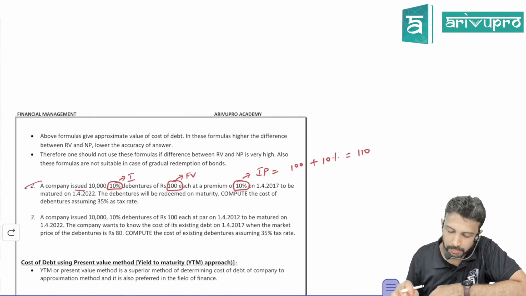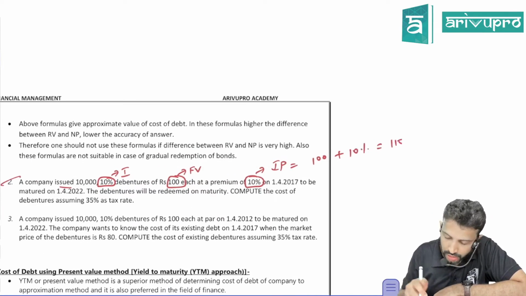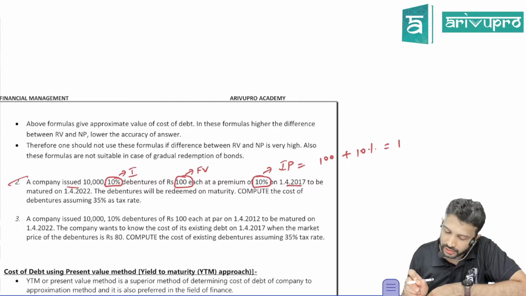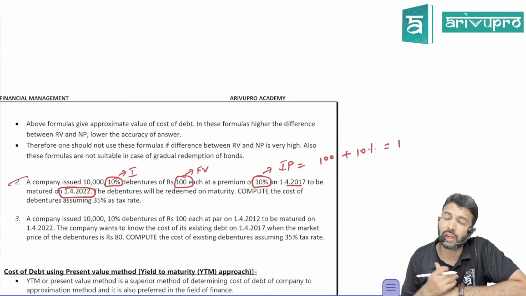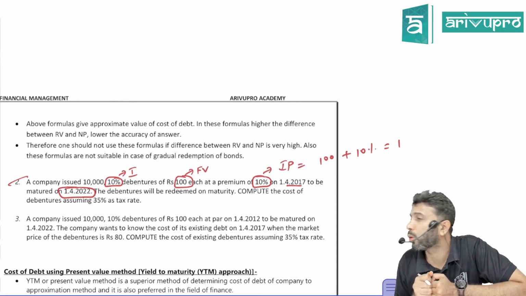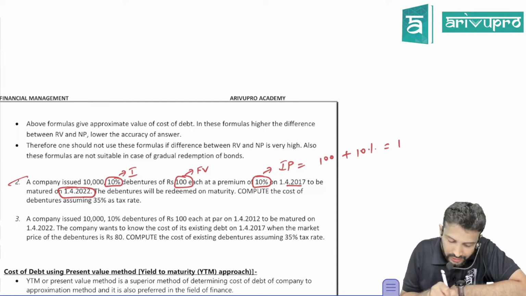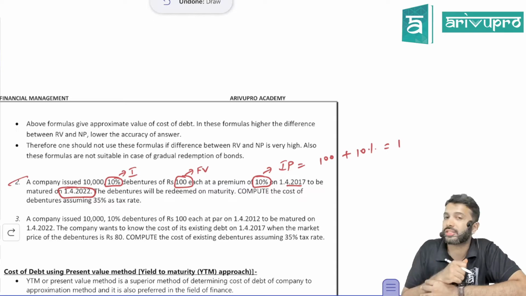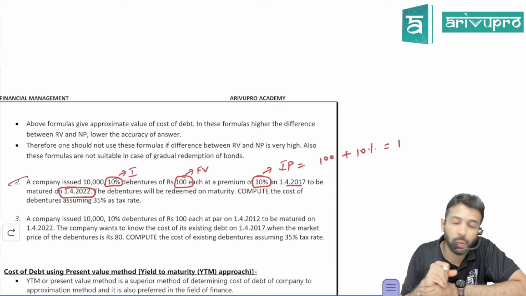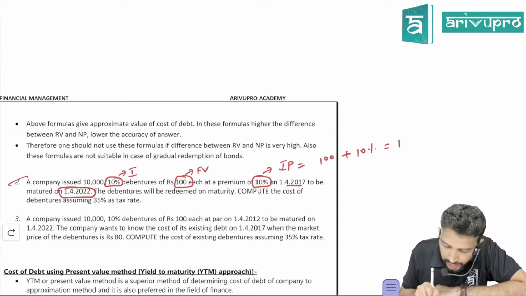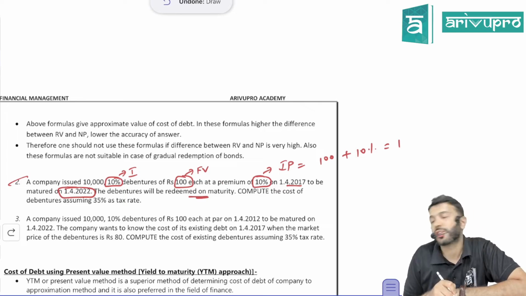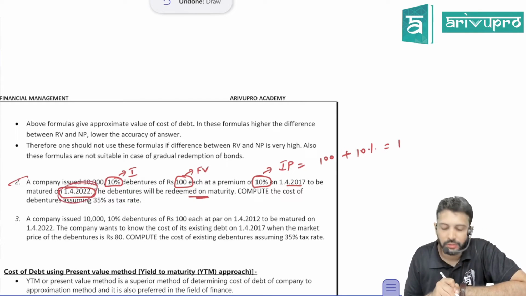Any problem, anybody? They've issued these debentures on 1st April 2017 to be matured on 1st April 2022. Sir, if it is matured, does it go on forever or at some point of time will it come to an end? So by reading this maturity word, what sort of a debt is this? Irredeemable or a redeemable one? This is a redeemable debt. Okay, first observation: the debentures will be redeemed on maturity. What is that maturity date? 1st April 2022.